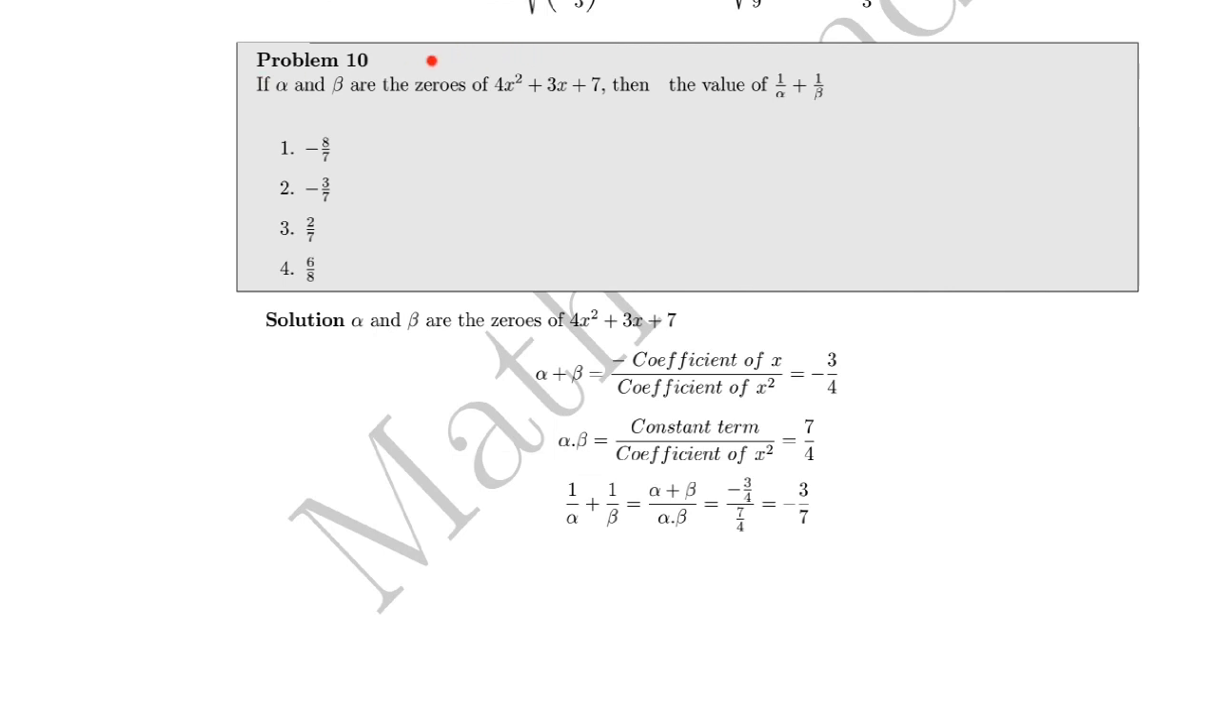Let's see problem number 10, that is the last problem in this video. Here the problem is given that if alpha and beta are zeros of this polynomial, then what is the value of 1 upon alpha plus 1 upon beta?